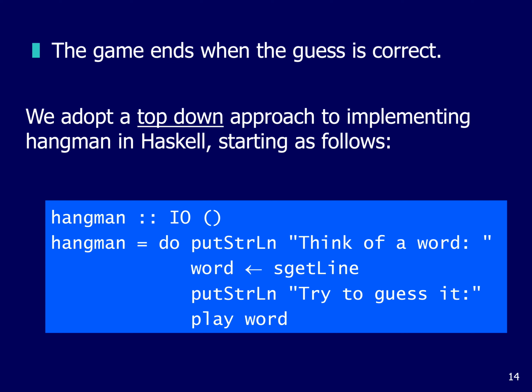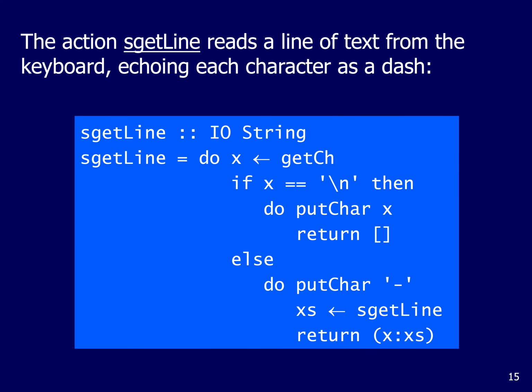This is going to be the function that actually implements the main part of the game, and we're going to pass in the secret word as a parameter to the play function. So first of all, we can think, how do we implement this action called sGetLine, for secret getLine, which is going to read a line of text from the keyboard. And just like when you type your password in when you're logging in, it's going to echo each character as a dash so that someone can't see what you're typing in.